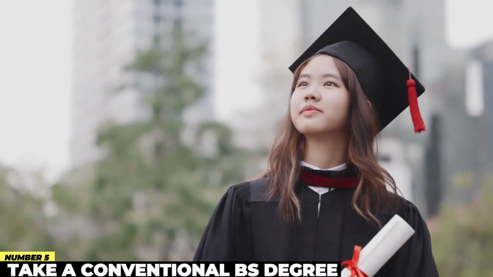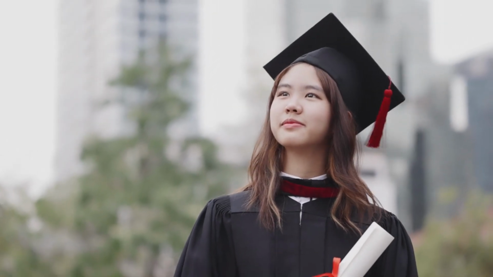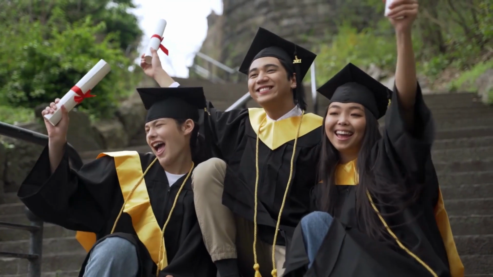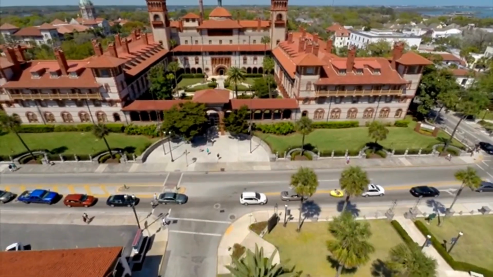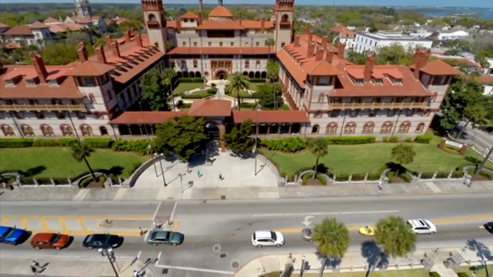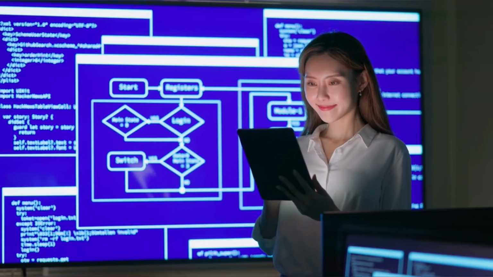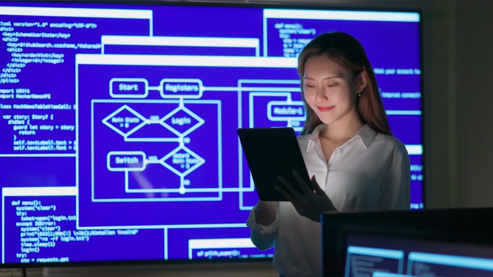Number 5. Take a conventional BS degree first. A traditional undergraduate Bachelor of Science degree in core disciplines like software engineering, computer science, or information technology is offered by the majority of prestigious colleges and universities worldwide. Common on-ramps for careers in programming and AI infrastructure are provided by these degrees.